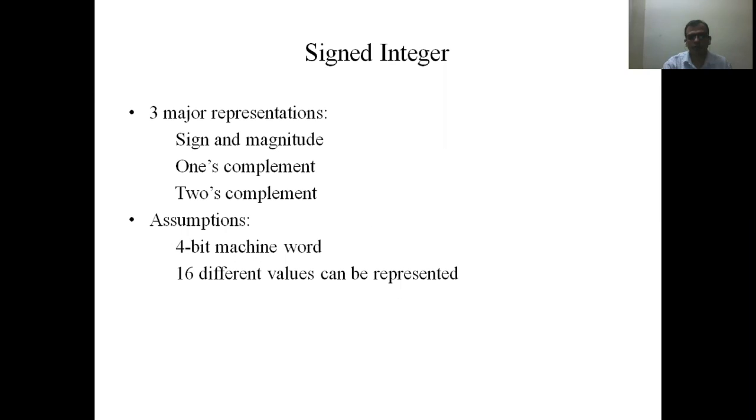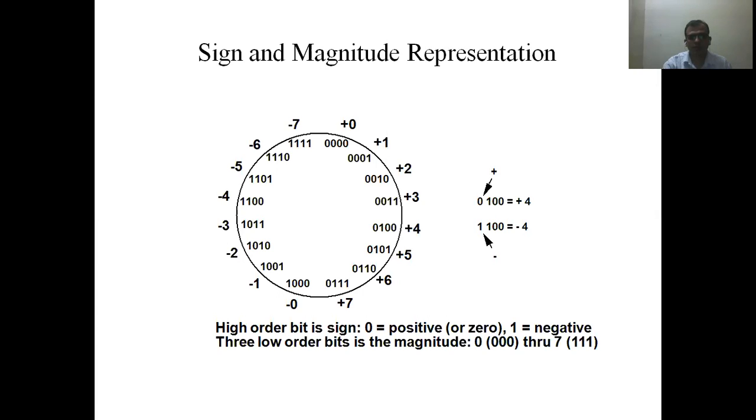In a computer, we represent numbers in the form of binary. For signed integers, there are three major representations: sign and magnitude, one's complement, and two's complement. The assumption is a 4-bit machine word, in which 16 different values can be represented. In sign and magnitude representation, the value 0 represents that the number is positive and the value 1 represents that the number is negative.